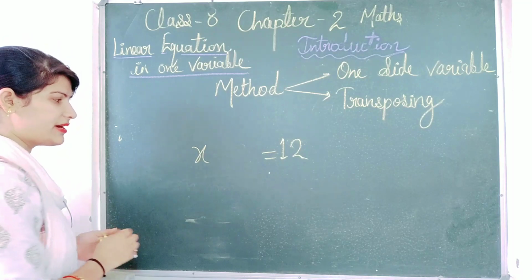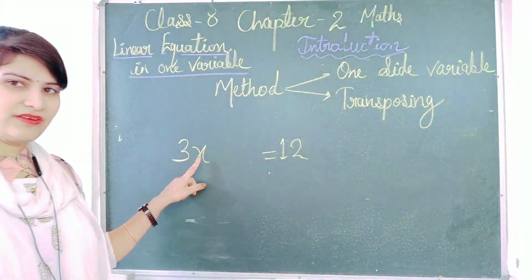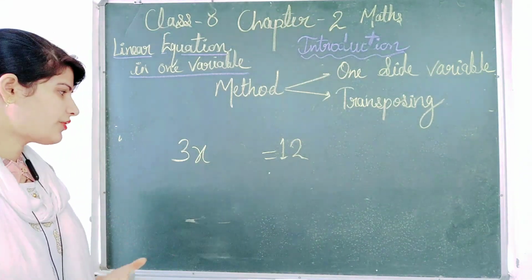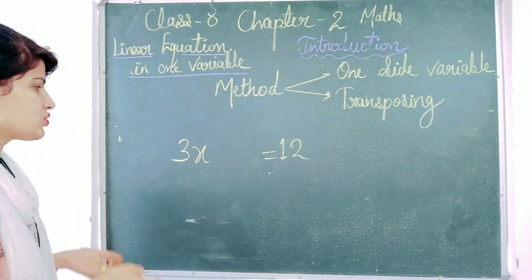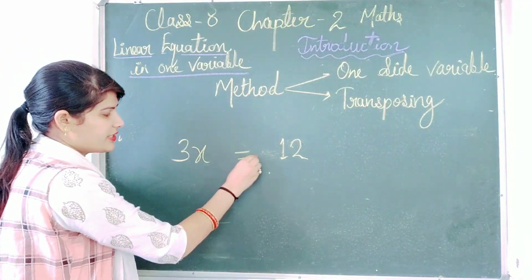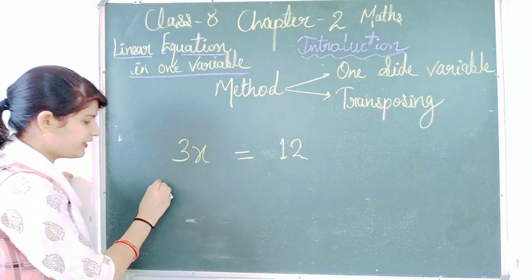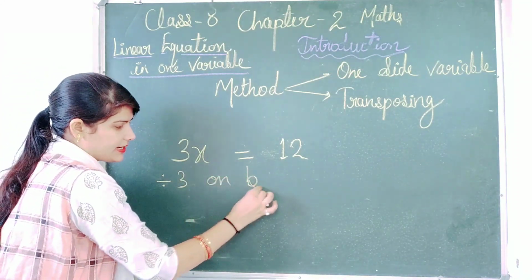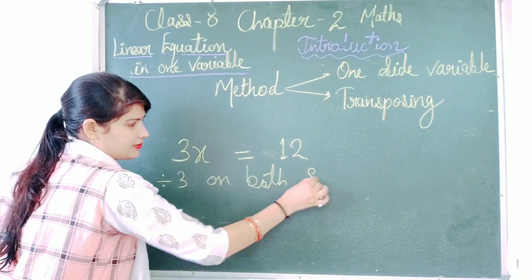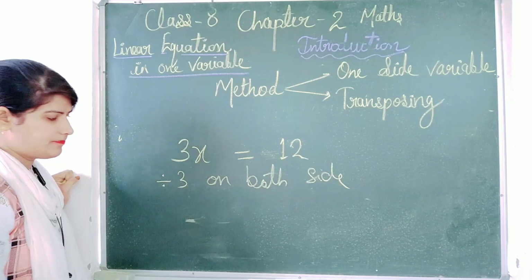In case of multiplication, that means when there is no sign between a variable and a number, what did we say? Product. That means multiplication. So here our question is 3x is equal to 12. What do we have to do? Divide 3 on both sides.